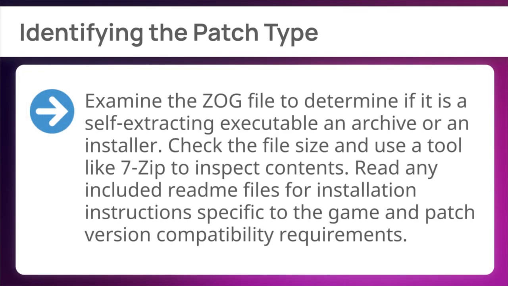Examine the ZOG file to determine if it is a self-extracting executable, an archive, or an installer. Check the file size and use a tool like 7-zip to inspect contents. Read any included README files for installation instructions specific to the game and patch version compatibility requirements.